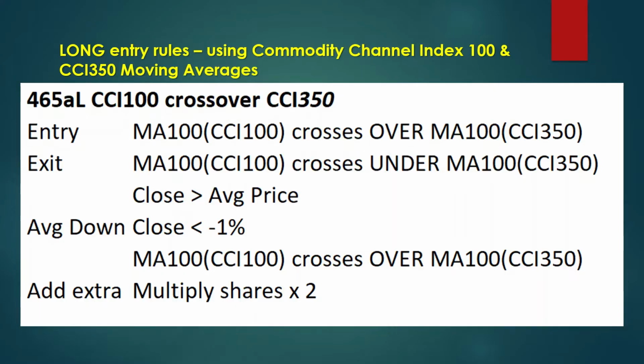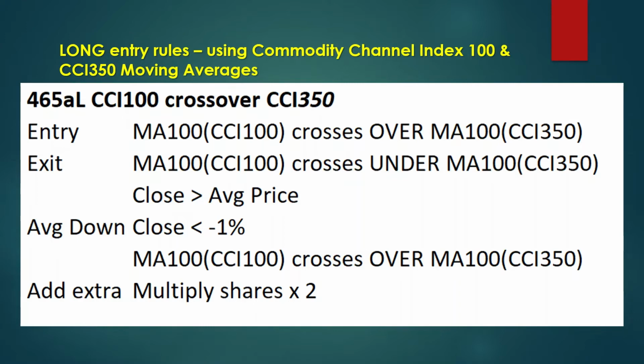Here are the trading rules for the Commodity Channel Index 100 crossing over the CCI350. I've applied this strategy to a 4-hour chart, and we enter the initial trade when the moving average 100 of the Commodity Channel Index 100 period crosses over the moving average 100 of the Commodity Channel Index 350 period. We exit the trade when the close is greater than the average price, and the moving average 100 of the Commodity Channel Index 100 period crosses under the moving average 100 of the Commodity Channel Index 350.